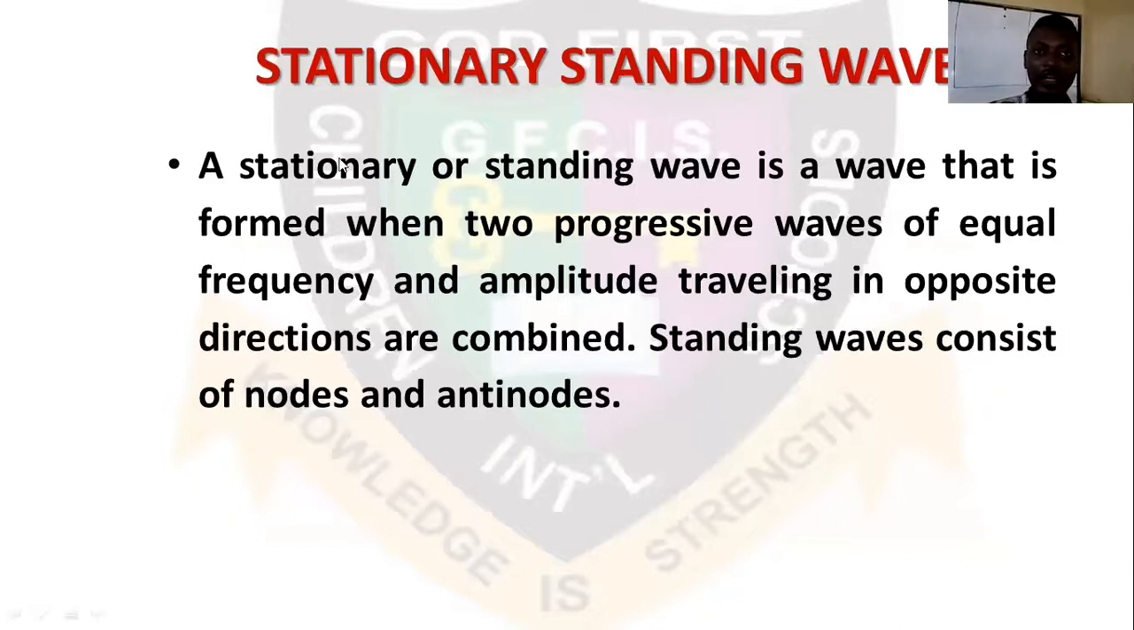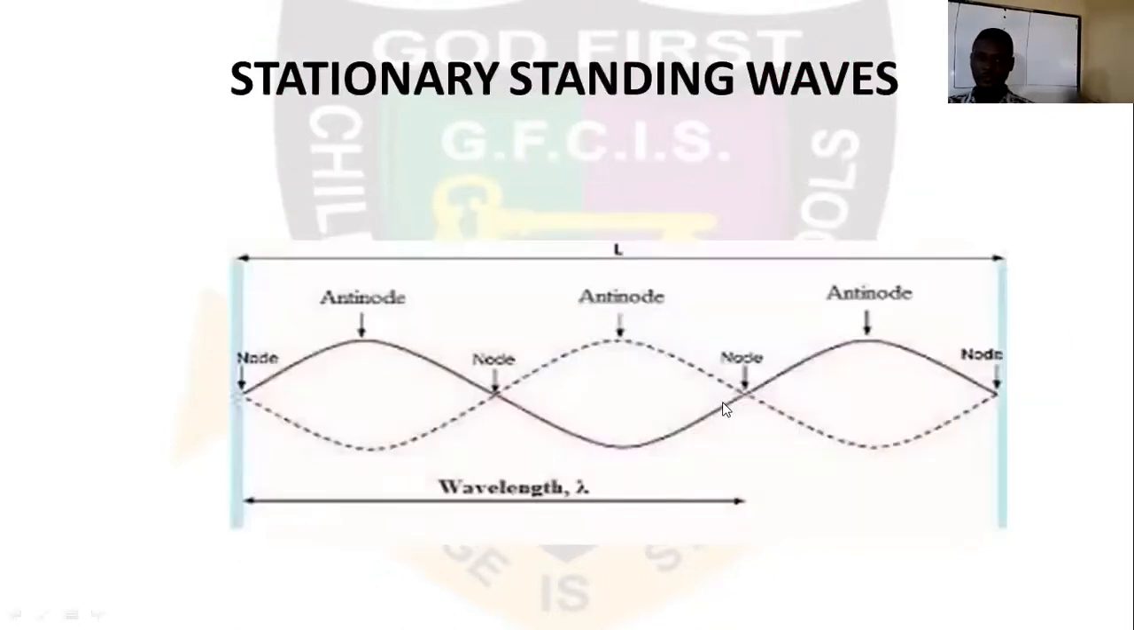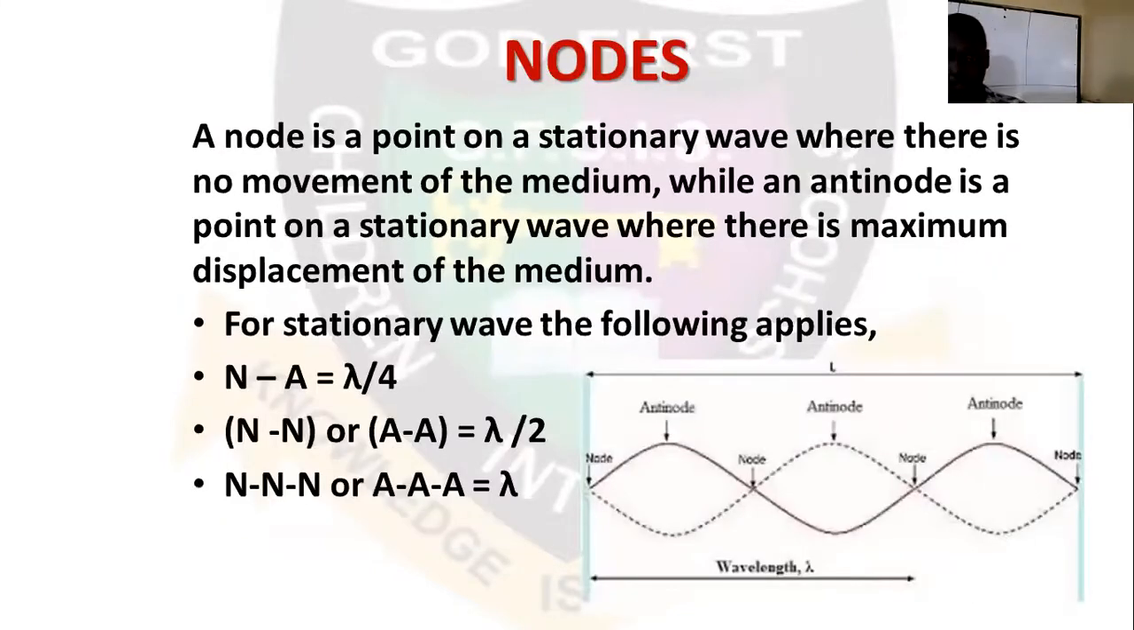Let's go back. A stationary wave or standing wave is a wave that is formed when two progressive waves of equal frequency and amplitude, they must have the same frequency and amplitude, combine. It can be the same wave that was reflected back, or different waves that have the same frequency and amplitude, superimposing and forming this kind of wave structure. So what is a node? A node is a point on a stationary wave where there is no movement of the medium, no vibration, while an antinode is a point where there is maximum displacement of the medium.